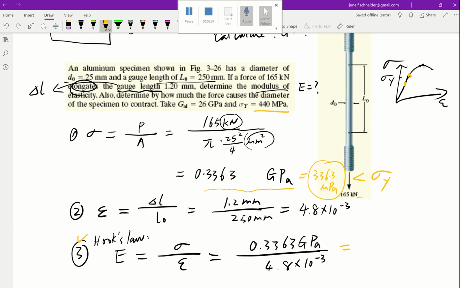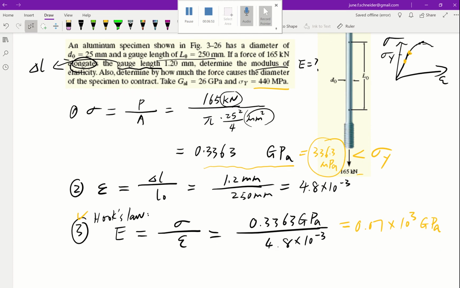Then you have 0.3363 gigapascal divided by 4.8 times 10 to the negative 3. Then we'll have 0.07 times 10 to the power of 3. The unit will be gigapascal. Then that means it's going to be 70 gigapascal. That's our elastic modulus, or modulus of elasticity. All right, then we figure out the E.